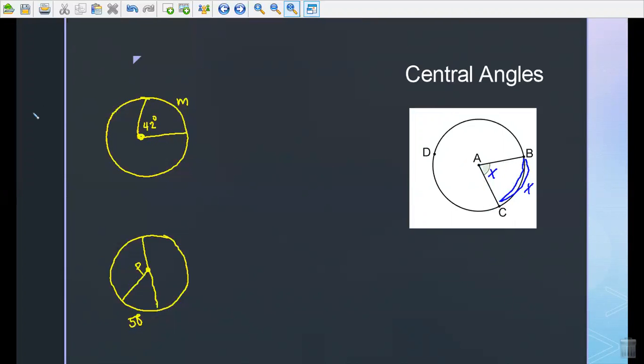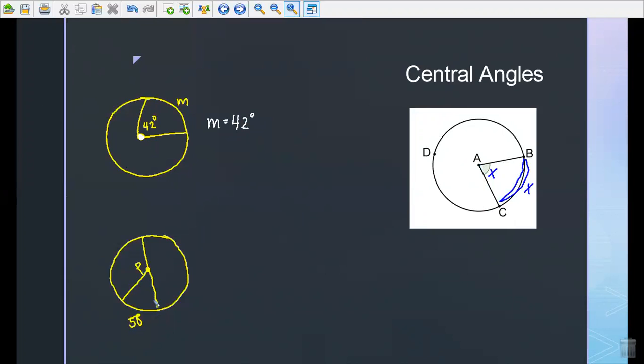So for examples, we've got this circle here with my central angle being 42, and I want to find M. It's very straightforward, 42 degrees. Central angles are good angles. We like them. But in order for it to be a central angle, it's got to have this dot. They always add the dot to show the center of the circle.